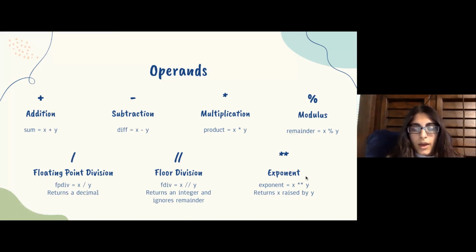Now, we also have this exponent function where we can do x raised to the power of y with this notation right here. So I could do 2 star star 3, and that would be 2 raised to 3, which is 8.